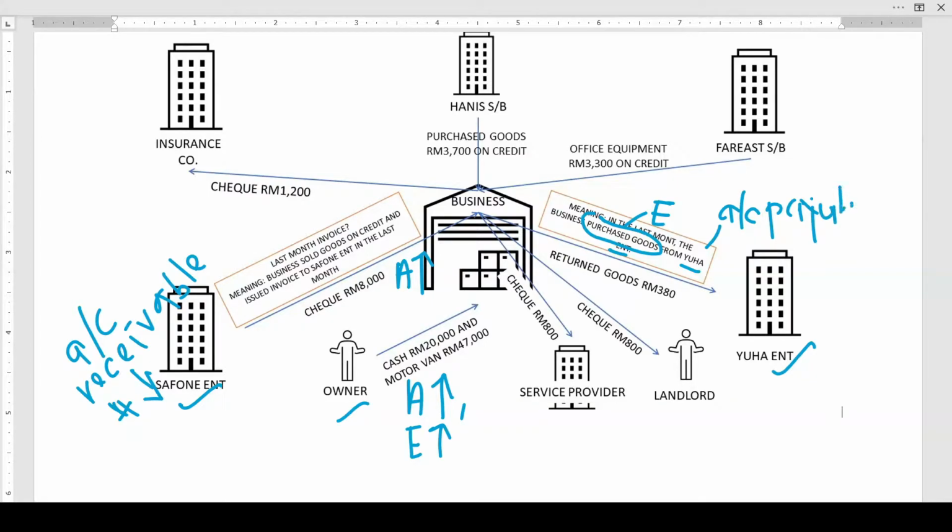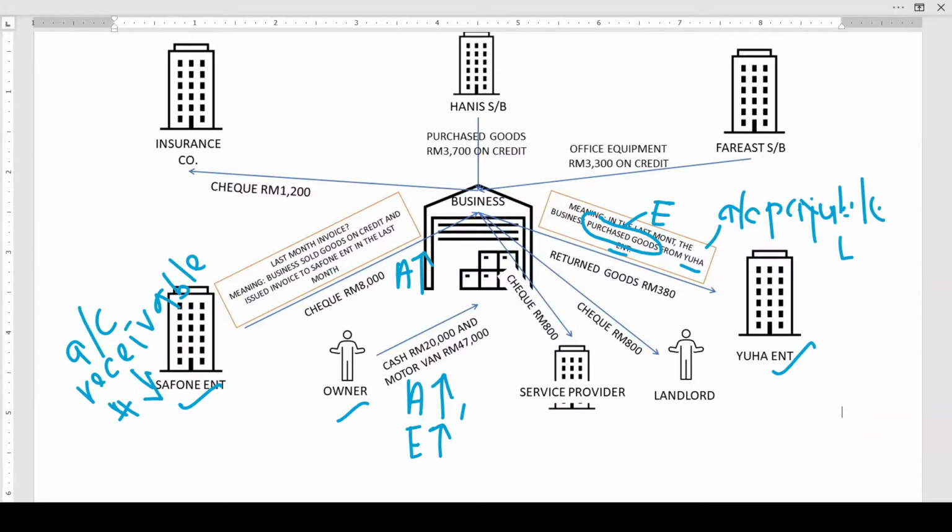Okay, for Yuha Enterprise. All right, so what happened now? Account payable is a liability, because when we purchase on credit, we have created a financial obligation that we are going to make some payment in the future.